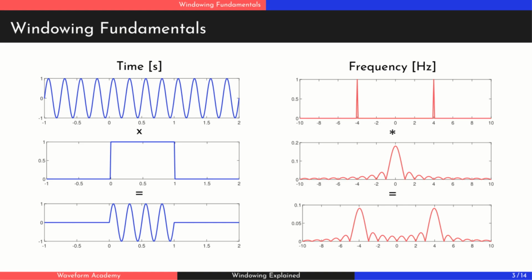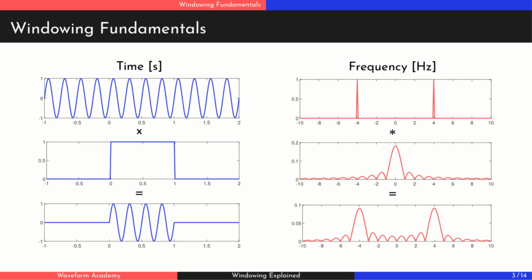as side lobes. This effect is called spectral leakage, and it happens because of the abrupt on-off switching of the rectangular window. The problem with these side lobes is that they can hide or distort weaker components of the signal. That's why it's important to reduce them.